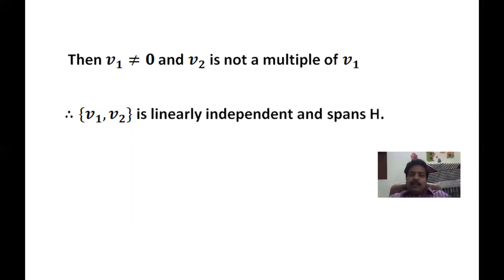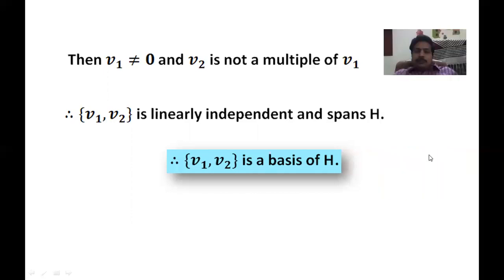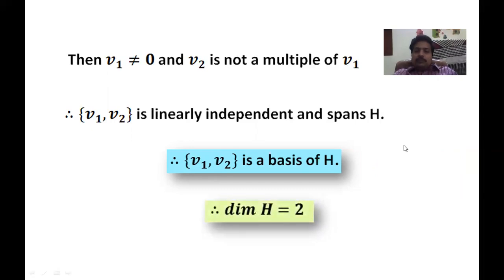So it is linearly independent and spans H. Both the conditions of the basis are satisfied by the set V1, V2. So we can conclude that the set of V1, V2 is a basis of H. In a basis of H, there are only two vectors. So the dimension of H is 2.